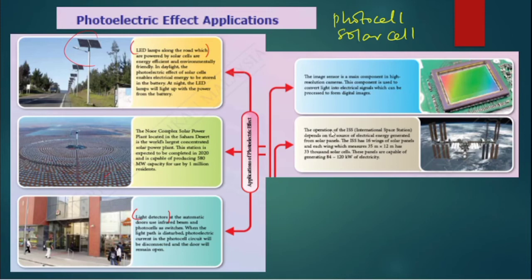The operation of the ISS, the International Space Station, depends on the source of electrical energy generated from solar panels. The ISS has 16 wings of solar panels, and each wing, which measures 35 meters by 12 meters, has 33,000 solar cells. These panels are capable of generating 84 to 120 kilowatts of electricity.